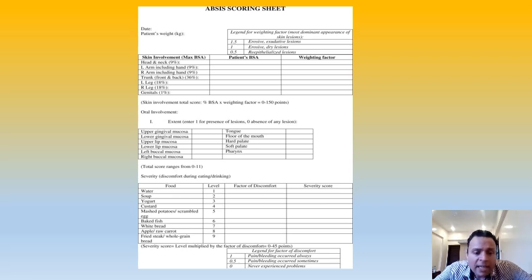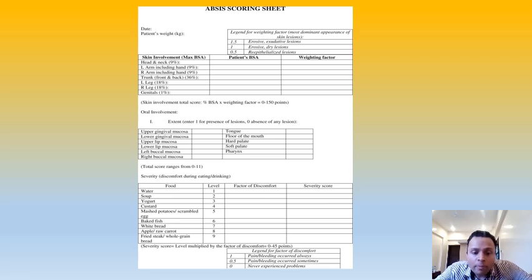Then comes the severity. So this was skin involvement. This is oral involvement. Now the third thing which we are checking in the abscess scoring is severity. Severity means how much discomfort during eating or drinking. So they have given different points, different levels. Even if you are drinking water, it is a level.